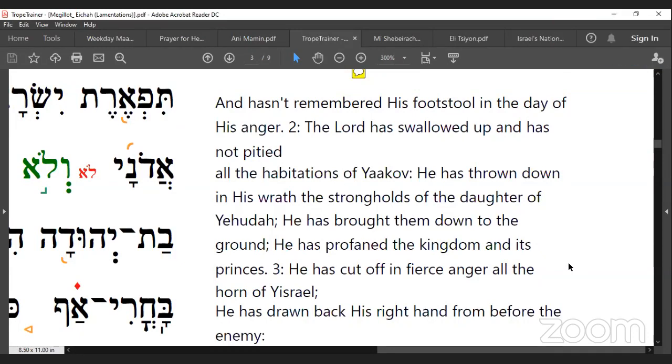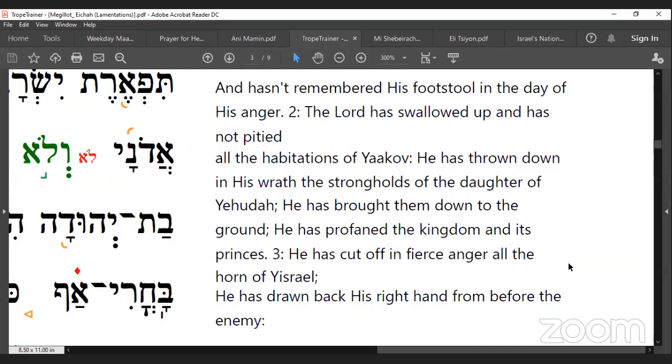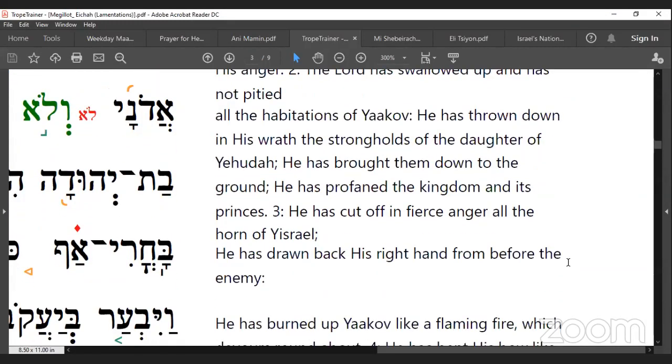And has not remembered his footstool in the day of his anger. The Lord has swallowed up and has not pitied all the habitations of Jacob. He has thrown down in his wrath the strongholds of the daughter of Yehudah. He has brought them down to the ground. He has profaned the kingdom and its princes. He has cut off in fierce anger all the horn of Israel. He has drawn back his right hand from before the enemy.